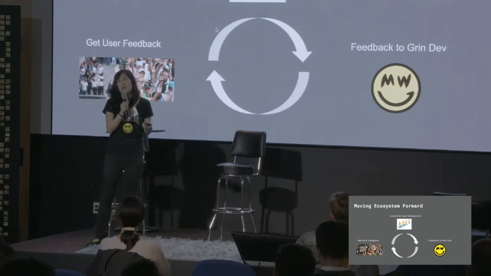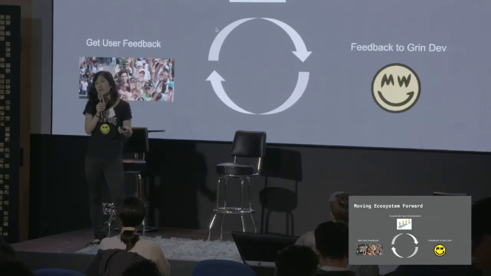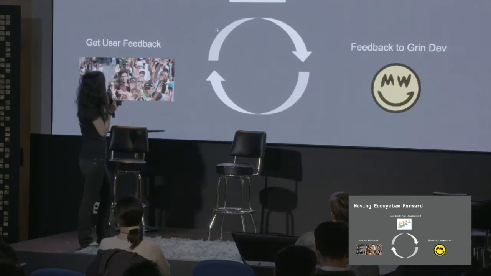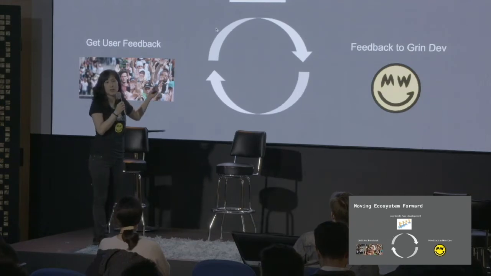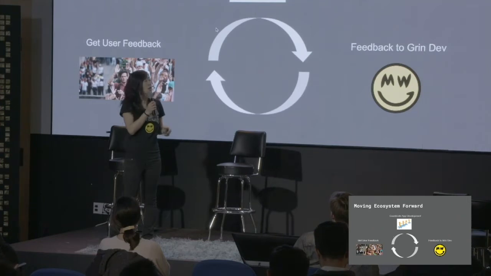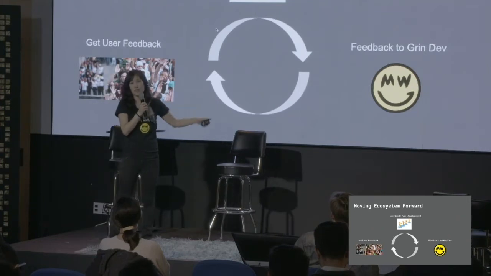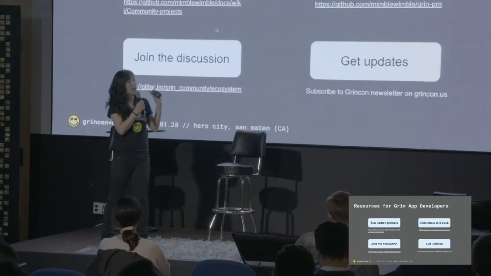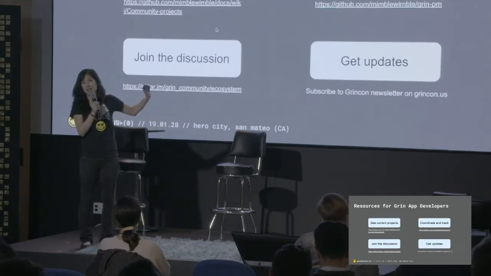And so that's what we're going to talk about too in this session, is how you can work with the ecosystem and the community to not only coordinate the application development, get the user feedback that you may want or need from different communities around the world, and also get that feedback back to the Grin dev team. So I'm just going to put this up here for now. We'll come back to it later.